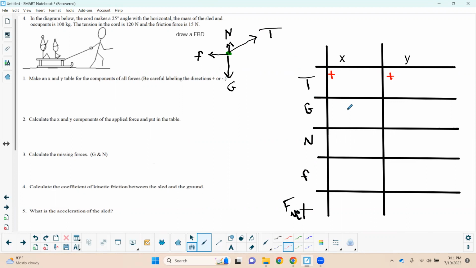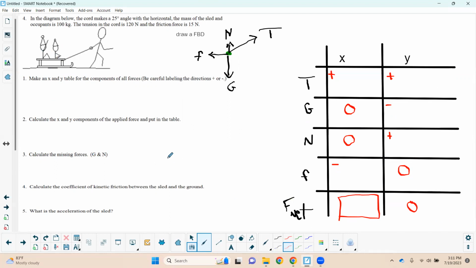For the gravity force, it is only going in the Y, so it's 0 in the X, and it's going in the negative Y because it pulls down. The normal force is only in the Y as well, and it goes up, so that's positive Y. And friction is going left, so that's negative in the X, and it's going to be 0 in the Y. If we think about the sled, it's not flying up or down. It's not accelerating up or down. So the net force in the Y is 0, like I mentioned at the end of the last problem. This goes to 0 a lot. We're going to add all these columns up to get these boxes here, something to fill in later on.